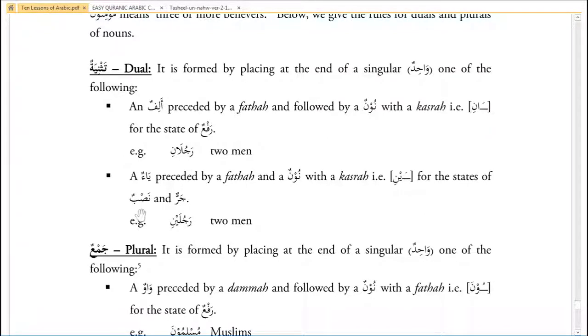rajulaini for nasab. For example, maf'ul, or the ism of kana, and the khabar of kana, and all that. It will be rajulaini instead, and also jar, after huruf jar, mudaf ilayhi is in the state of jar. It will be rajulaini for two. So rajulani in the state of rafa, and rajulaini in the state of nasab and jar.